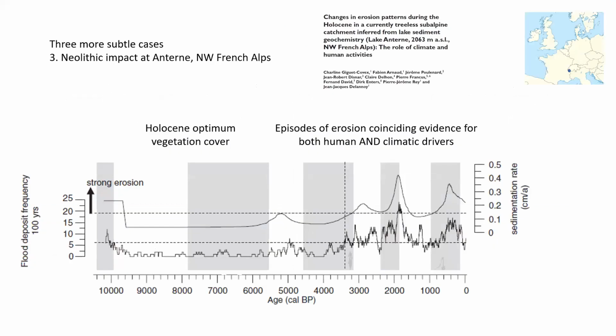My third example is a lovely one from Lac Antoine in the northwest French Alps. And here we see a wonderful record of stability in the early Holocene, erosion towards the end, and there are, as well documented, impacts related to clearance and grazing, and there are well documented changes in climate. And these broadly coincide with the events, but we don't have complete certainty about what it is that's causing these, whether they're human-driven or natural.